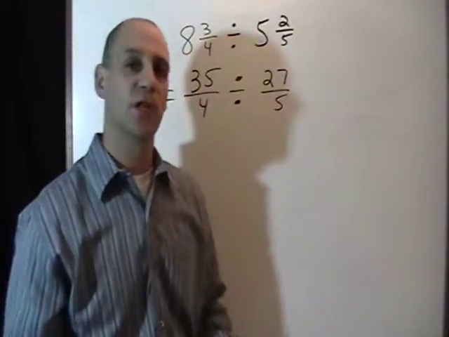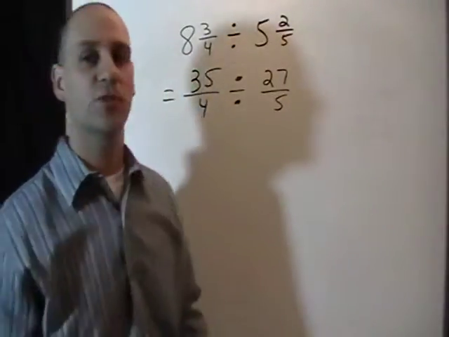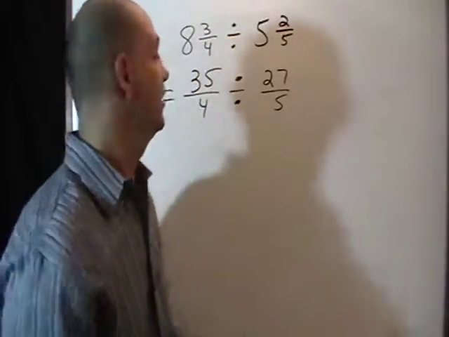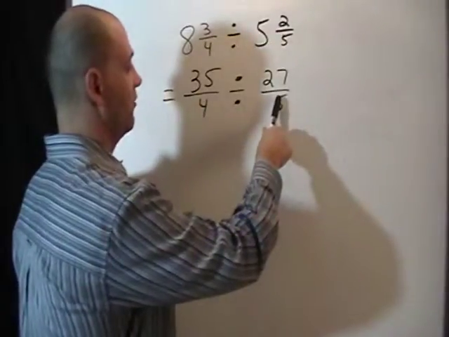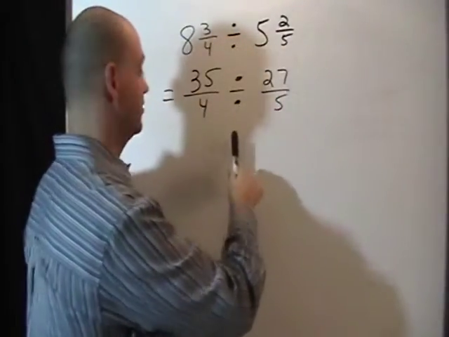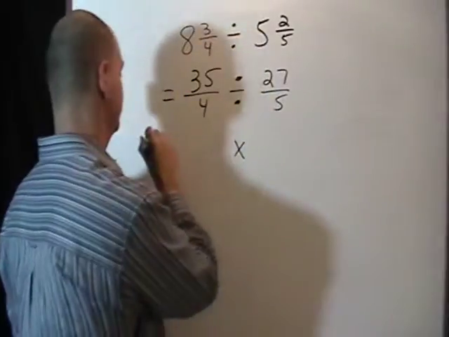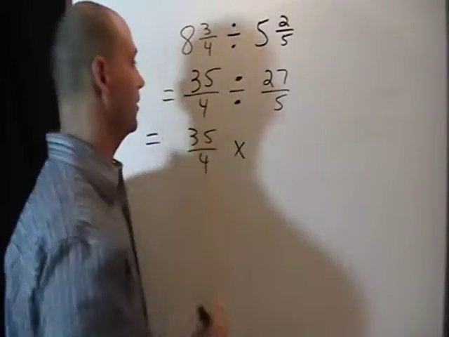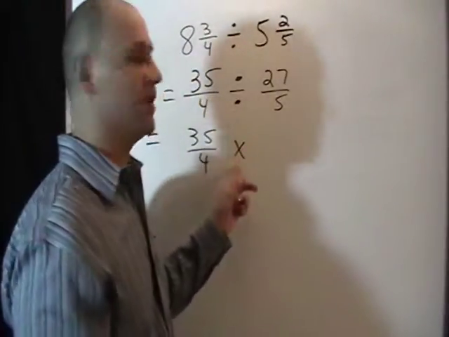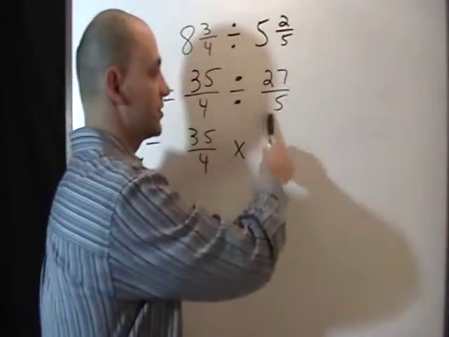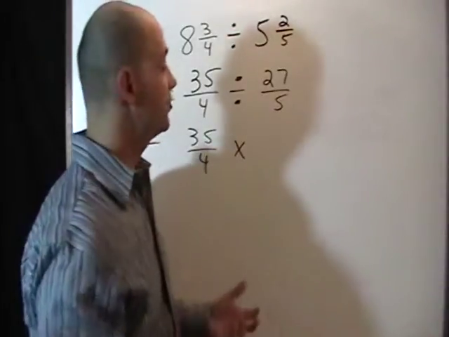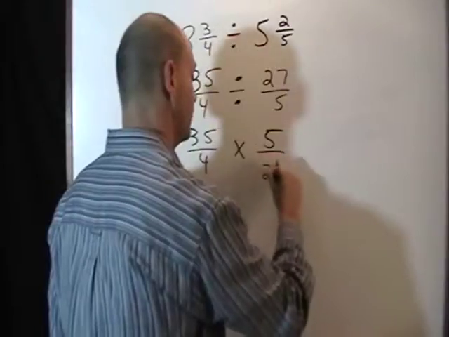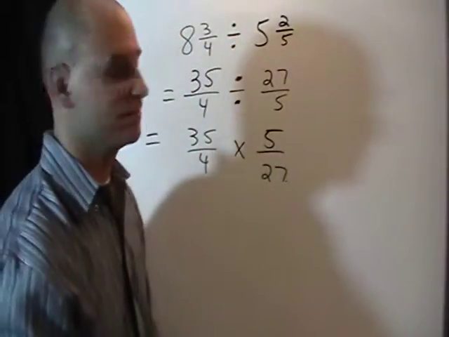And really the only difference between multiplication and division is division requires one extra step to convert it into a multiplication type question. So instead of dividing by 27 over 5, we're going to replace this division symbol by a multiplication symbol. So this whole thing is going to be equal to 35 over 4. We're going to replace the division with a multiplication, and we're going to multiply it by the reciprocal of 27 over 5, which means we're just going to flip the fraction and multiply by 5 over 27.